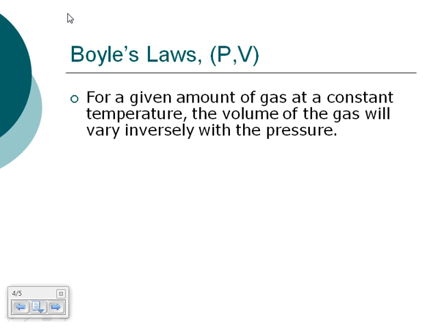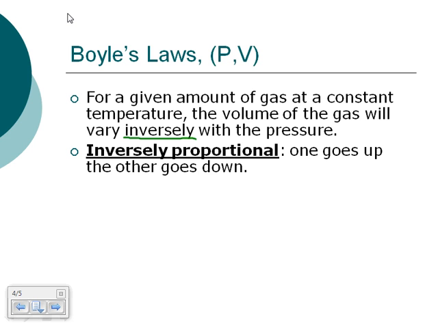So it says, for a given amount of gas at a constant temperature, the volume of the gas will vary inversely with the pressure. So there's the word inversely. What inversely proportional means is one goes up, the other goes down. So if the volume goes down, the pressure will go up. If the volume goes up, the pressure will go down.